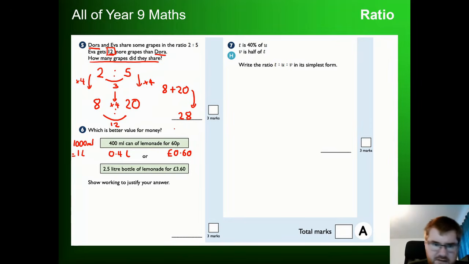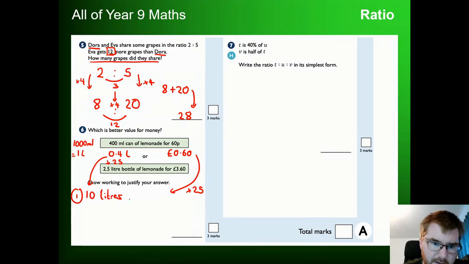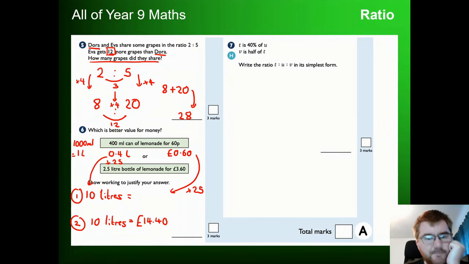I think the approach that I would take here, again there's more approaches you can take, is convert both into 10 litres. So I'm going to work out what 10 litres will cost for the first one. So to go from 0.4 to 10, I need to multiply by 25. So we need to do the same to both sides. Multiply by 25. We'll work that out on the calculator in a moment. And this one we need to multiply by 4. Okay, so 10 litres. And if we multiply this by 4, 4 times 3 is 12. £14 and 40 pence.